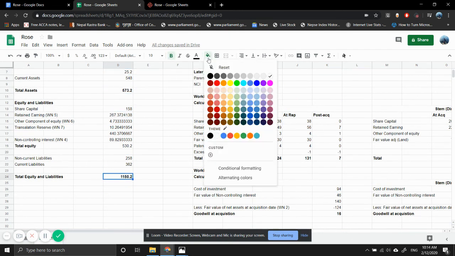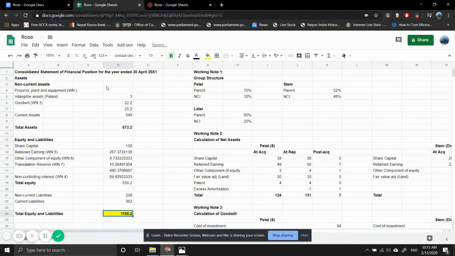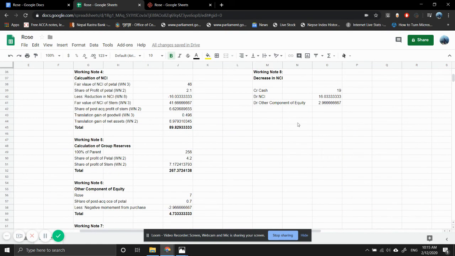So we are missing a few figures, so let's create a working note for patent, I mean PPE as well. Working note number 9, PPE, right? So bold it. Parent, I mean rose, petal, fair value adjustment for petal, stem, fair value adjustment for stem.